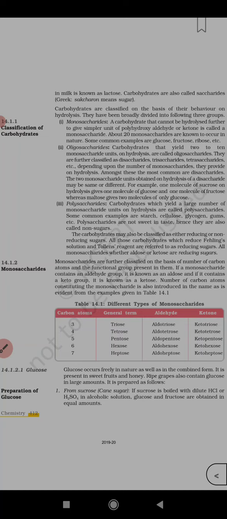On prolonged heating with HI, which is a reducing agent, it forms n-hexane, suggesting that all the 6 carbon atoms are linked in a straight chain. HI is a very powerful reducing agent, and prolonged heating with it gives n-hexane, meaning normal hexane, a straight chain of hexane.